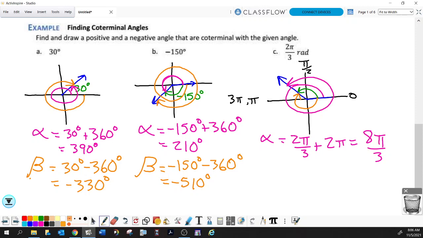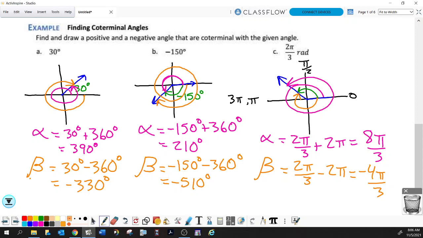The easiest way to find beta is to say your 2 pi over 3 minus 2 pi, or minus 6 pi over 3. So it's going to give you negative 4 pi over 3. And remember, you don't have to say radians. If you don't have a degree symbol, it's assumed radians.